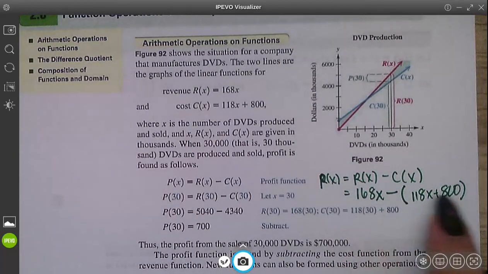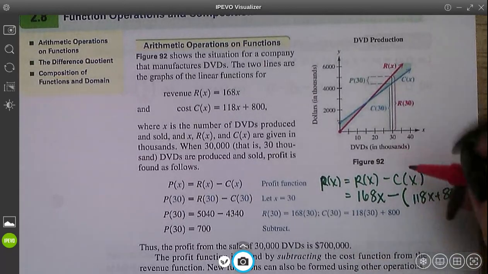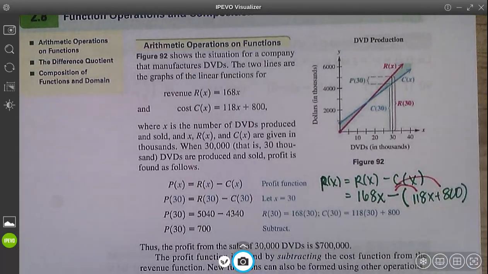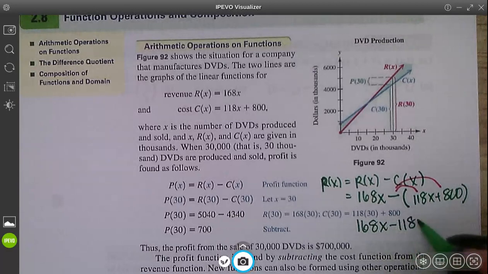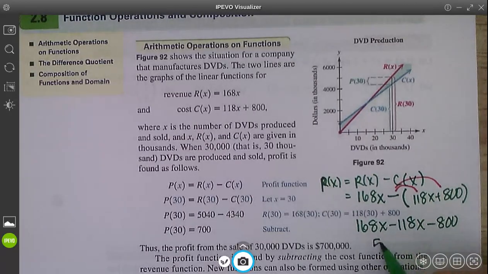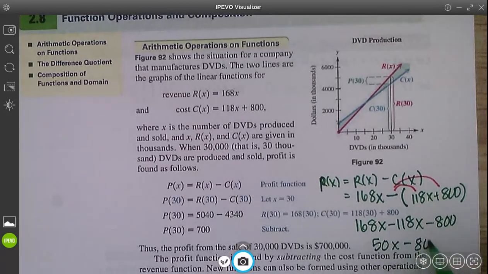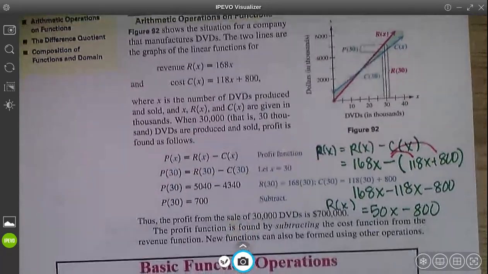But I need parentheses around my second one because I'm going to need to distribute that subtraction to both of those terms so that I have 168x minus 118x minus 800. So that is going to give us 50x minus 800, which would be our entirely new profit function that we could substitute any value for x into and get that figured out.